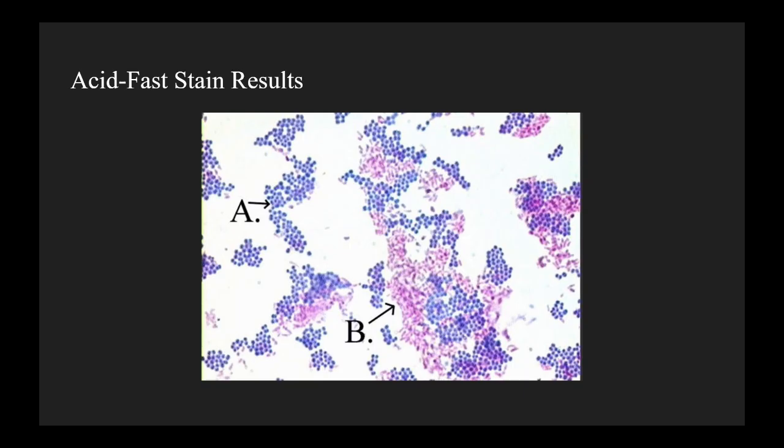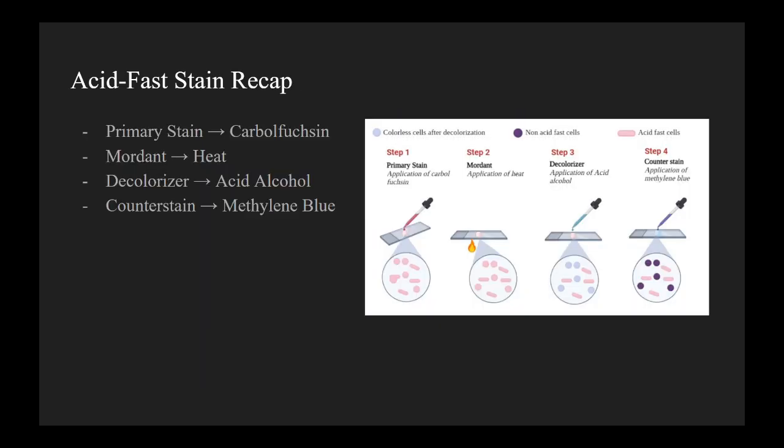So as you can see here, now it looks similar to a Gram stain, right? But they'll tell you which procedure they used. So here, the red cells would be acid-fast positive. They have the carbolfuchsin still in their cells. Then these blue guys are stained with methylene blue, so they are non-acid-fast, or acid-fast negative.